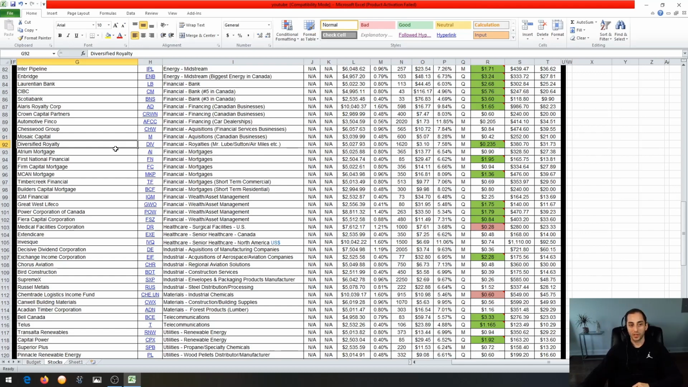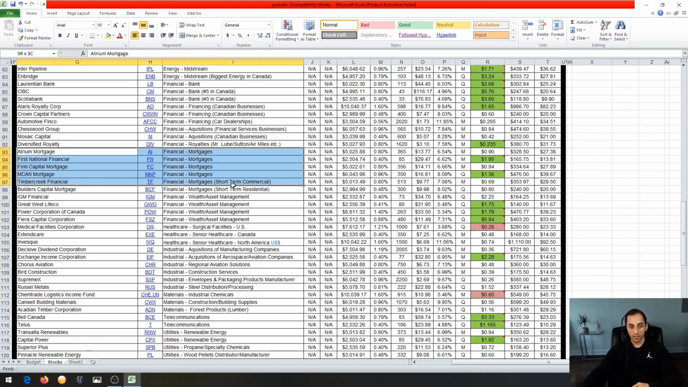Diversified Royalty is one of my favorites. Also have a royalty in the name. So what these guys do is they buy the trademarks or royalties off businesses, and they provide the shareholders with dividends from those royalties. So they own the Mr. Lube chains, Sutton, which is a big real estate broker company. They own the Air Miles trademark and a bunch of other ones.